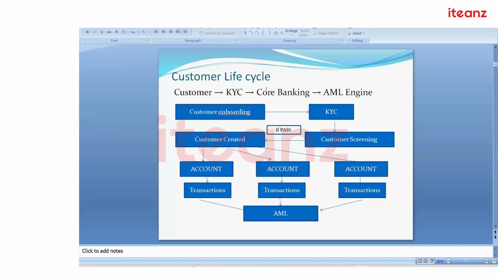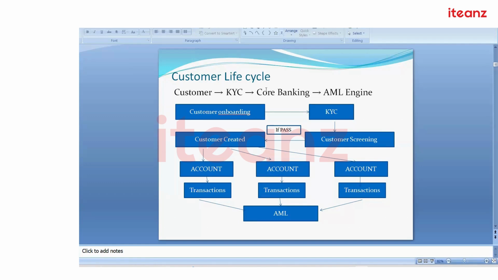See, first of all, when a customer comes, meaning you are opening an account or whatever it is, first there will be customer onboarding. What will customer onboarding do? It will do a KYC verification. In KYC verification, there is a step called customer screening. Once customer screening passes, the customer will be created. Then once a customer is created, accounts will be created. Once accounts are created, then transactions will happen.